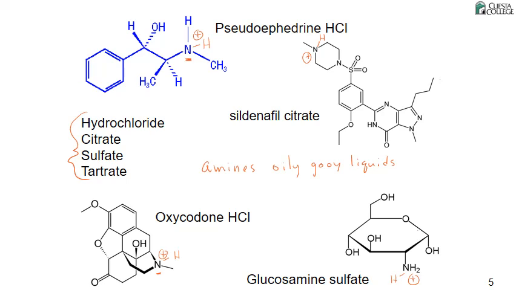And no one really wants to take a medicine that's an oily, gooey liquid. But when the amine is reacted with an acid, like HCl or sulfuric acid, the protonated amine is now an ionic compound. And the ionic compound is much more likely to be a salt or a solid crystalline substance. It makes it a lot easier to make medicines out of.